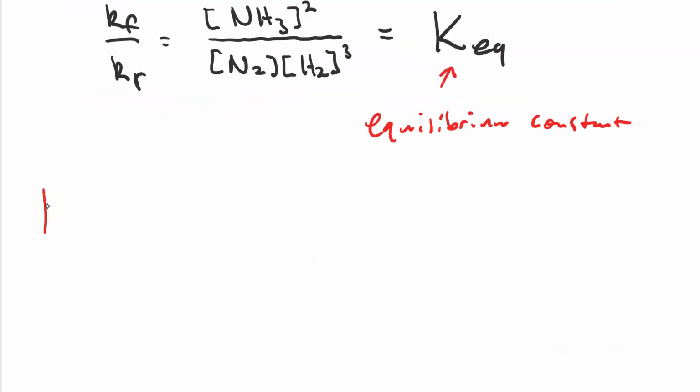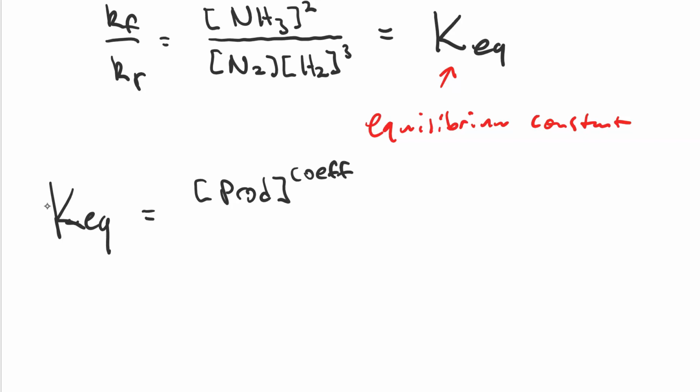In general, we can say that KEQ, and note this is an uppercase K, equals the concentration of products raised to their coefficients over the concentrations of reactants multiplied together and raised to their coefficients.